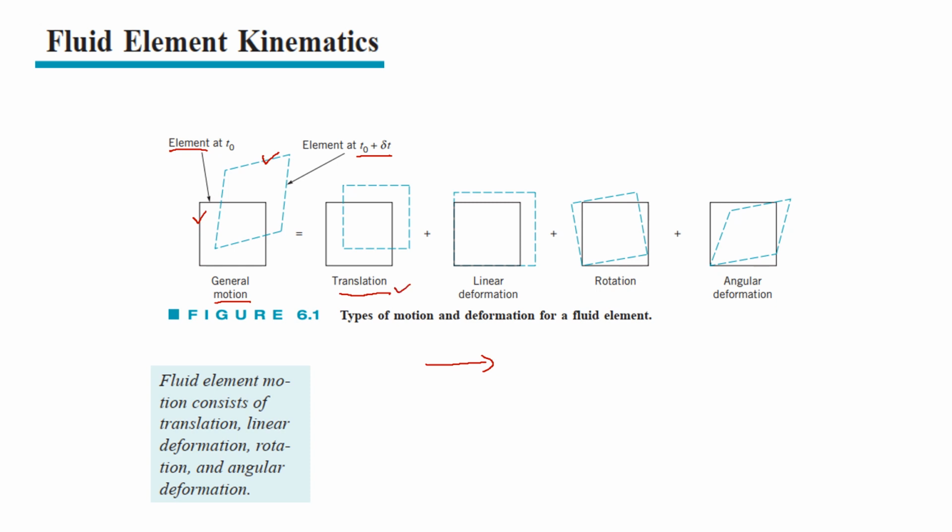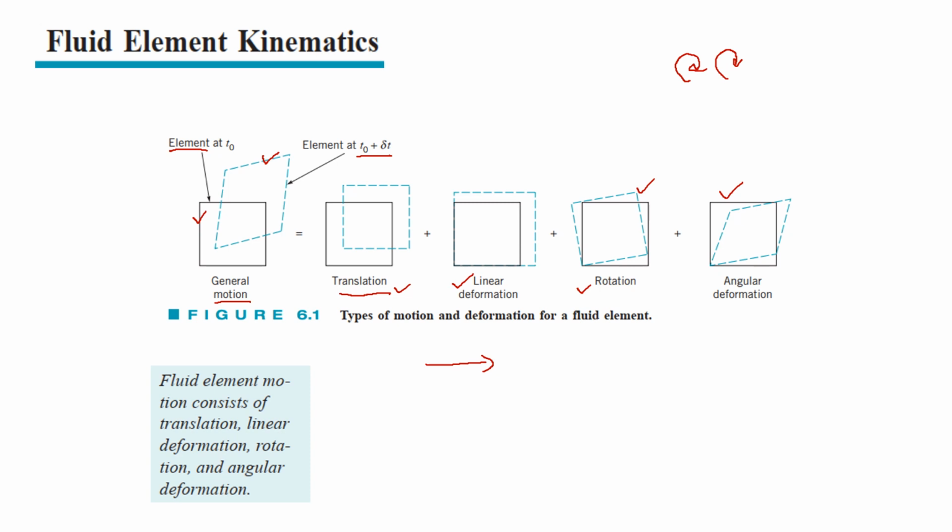So that translation motion is causing linear deformation. But the fluid can also rotate, as we saw in the first slide, where a certain amount of vortices were generated when the fluid boundary layer separated from its object. So that was rotation, and due to that rotation an angular deformation can also happen.